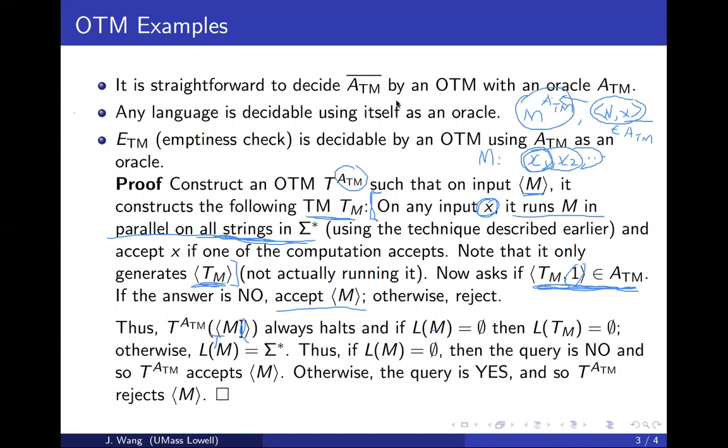So this query to the Oracle, the answer is yes. And so A sub Tm rejects this input M. So that's how this Oracle Turing machine decides E sub Tm.